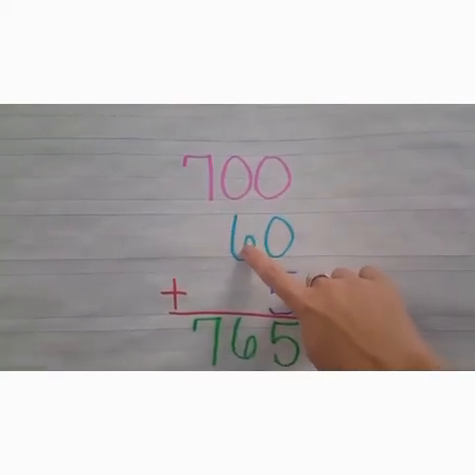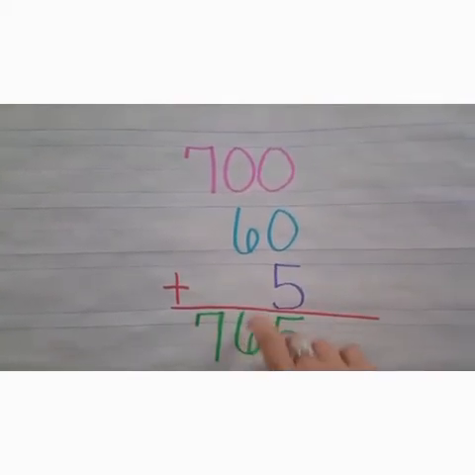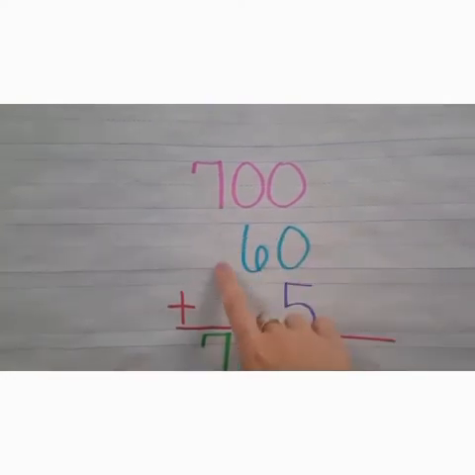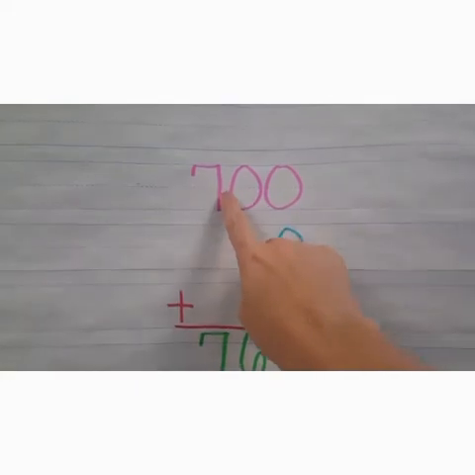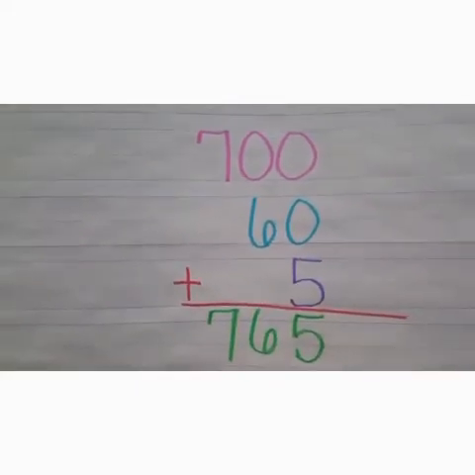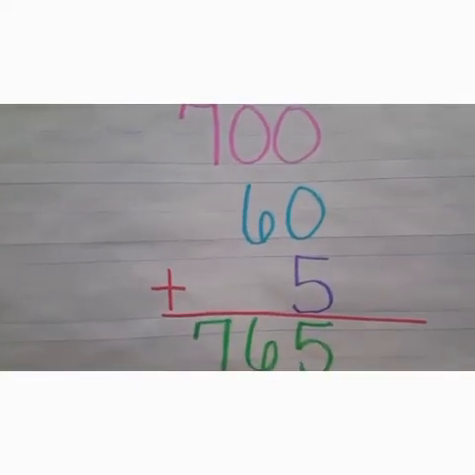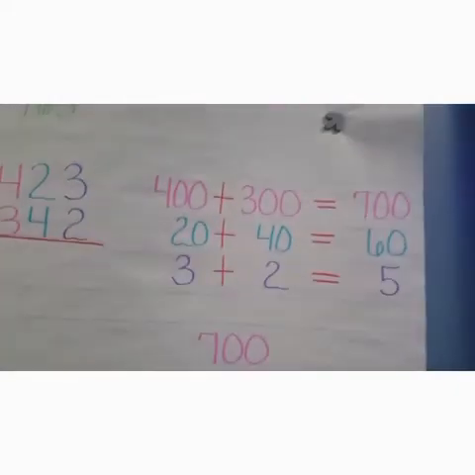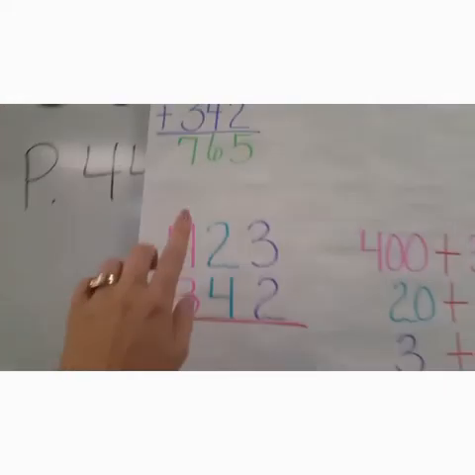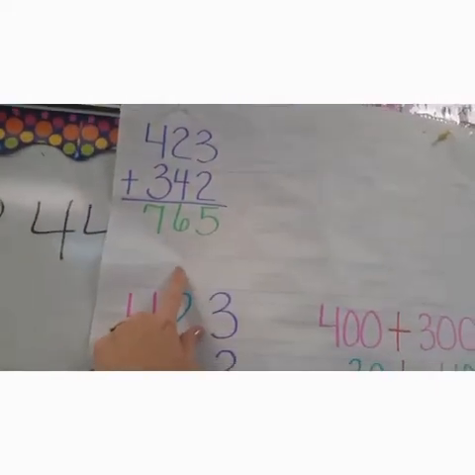0 plus 6 equals 6. 7 plus nothing, these would be placeholders, so we would say these are zeros. So 7 plus 0 equals 7. So my answer is 765. So if you can see, I have the same answer using this method as I do using the traditional algorithm.